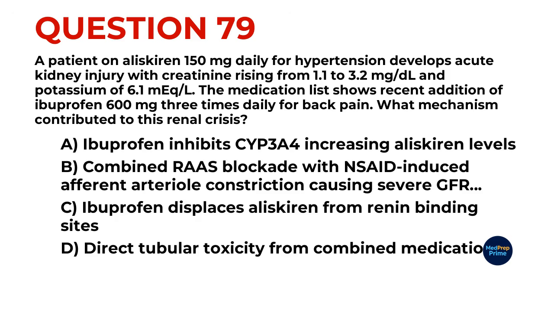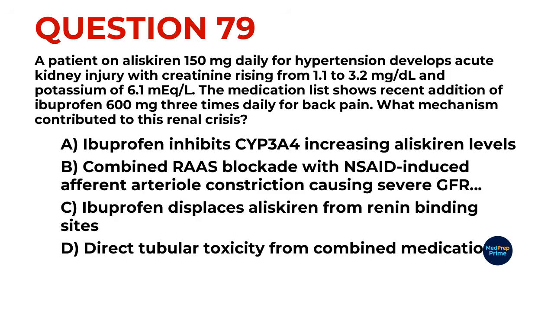A patient on aliskiren 150 mg daily for hypertension develops acute kidney injury with creatinine rising from 1.1 to 3.2 mg per deciliter and potassium of 6.1 mEq per liter. The medication list shows recent addition of ibuprofen 600 mg 3 times daily for back pain. What mechanism contributed to this renal crisis?